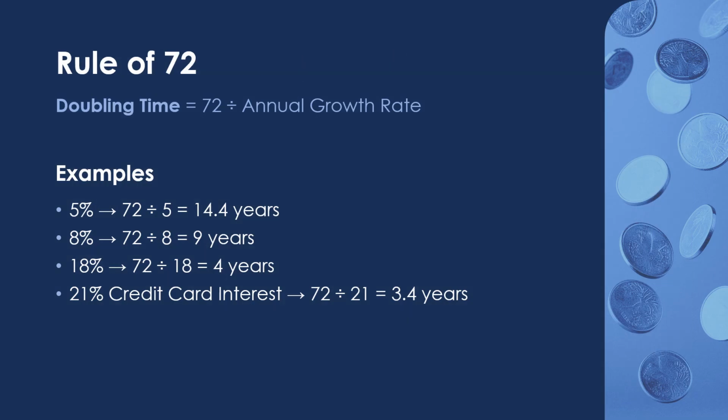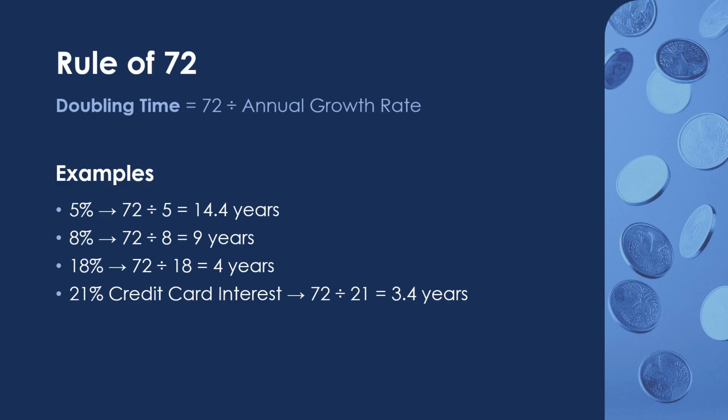Now I'd like to introduce one of the simplest yet most powerful financial tools you'll ever learn, the Rule of 72. The Rule of 72 tells us approximately how long it will take for money to double at a given rate of growth. Simply divide 72 by the annual rate of return and the answer is the approximate number of years it takes for your money to double. For example, suppose you earn 5% per year on an investment of $1,000. How long will it take for your money to grow to $2,000?